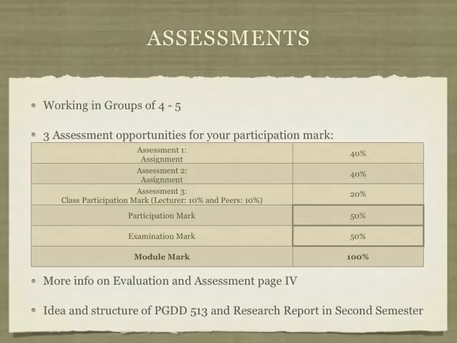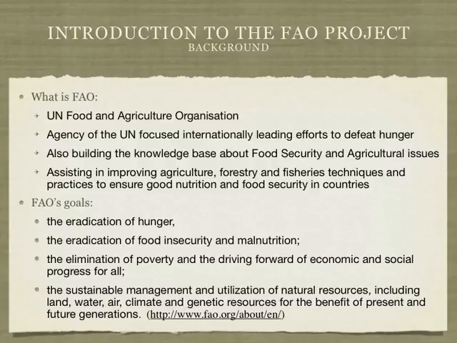Okay, so in terms of that, I just quickly want to give a quick introduction about what this project is about and what we are looking at within this project. For those of you who are not familiar with the UN agencies, the FAO is the UN agency working on food and agriculture, the UN's Food and Agricultural Organization. They are an agency of the UN focused on internationally leading efforts to defeat hunger. They focus specifically on those issues and all of the issues relating to that. So you can see to some extent disaster risk management and disaster risk reduction also falls within the scope of it.